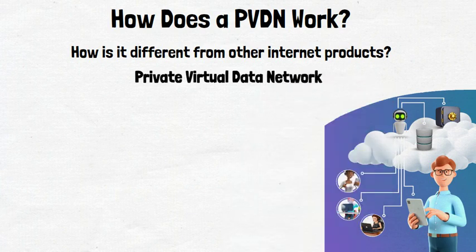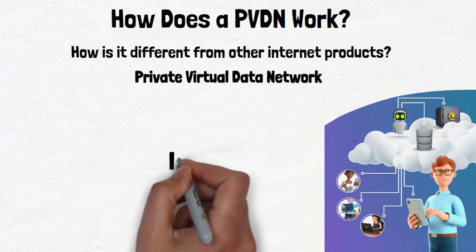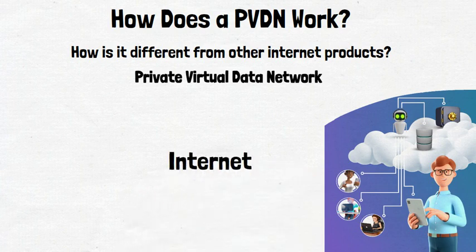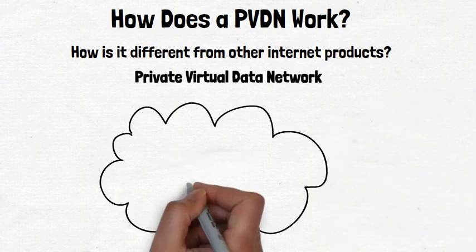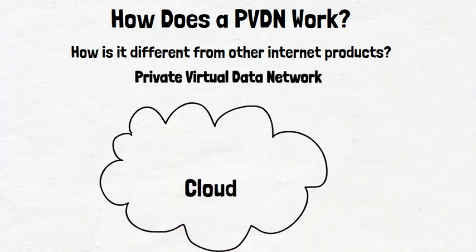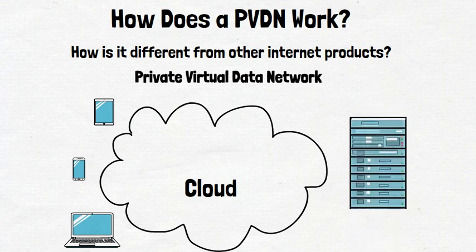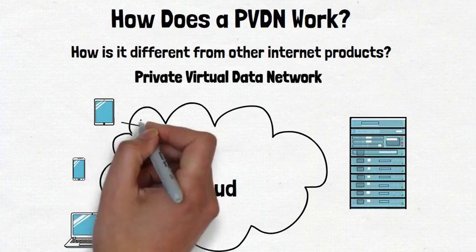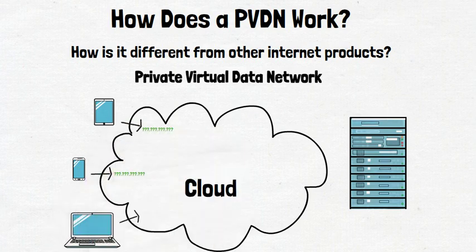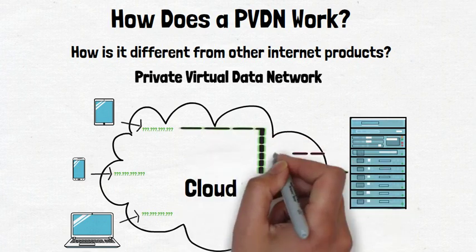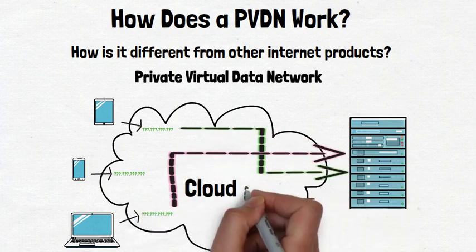To understand how a PVDN works, it is necessary firstly to consider the basic structure of the internet, or as it is commonly referred to, the cloud. The function of the cloud is to allow any computer to connect to any other computer. The word cloud refers to the fact that neither computer needs to know anything about how to find its way through the cloud. As long as one computer knows the domain name or IP address of the computer it wants to connect to, the cloud will do the rest and form the connection.